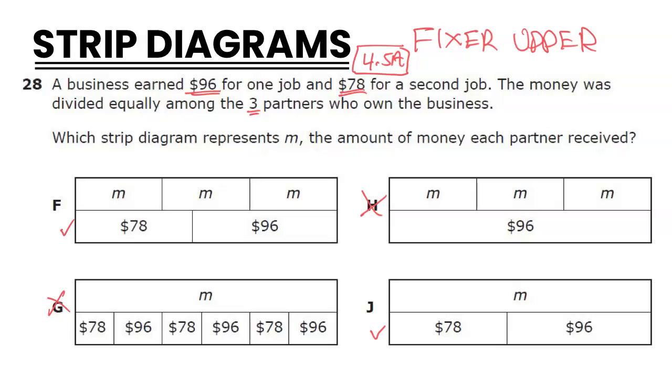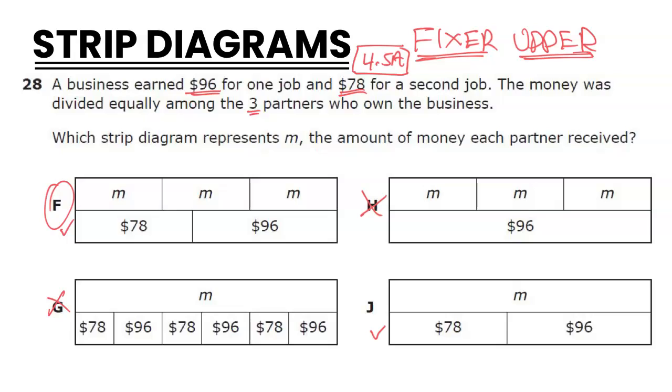And so the only strip diagram that represents a division of that total into 3 equal groups, of course, would be letter F. Now, one strategy that can really be powerful for students when they work these types of problems is a lead forward strategy called fixer upper. And this is where students take each of the other answer choices and think about how the problem would have to change in order for that answer choice to be correct.